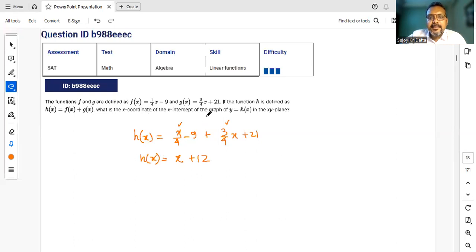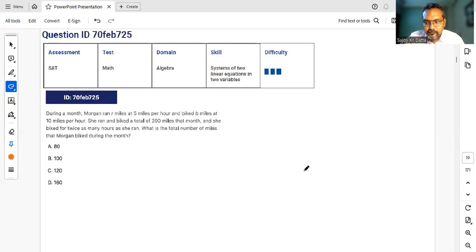So they're asking the x-intercept. So x-intercept means the point where the graph intersects the x-axis, means y is 0. So if I have that, then we have x plus 12 is 0. So x equals negative 12. Okay, let's move on.